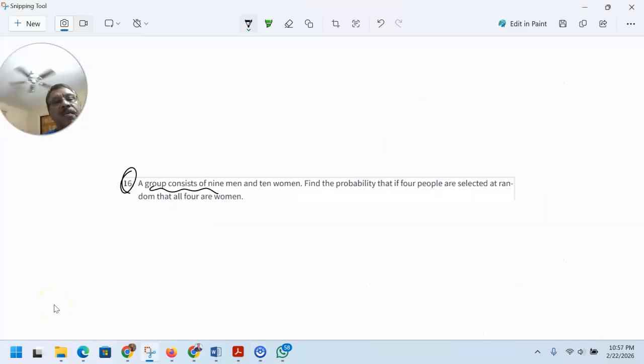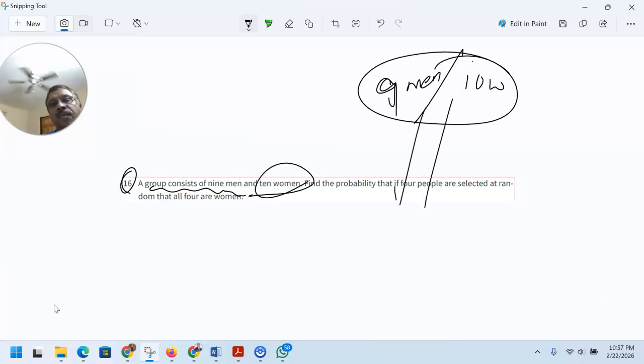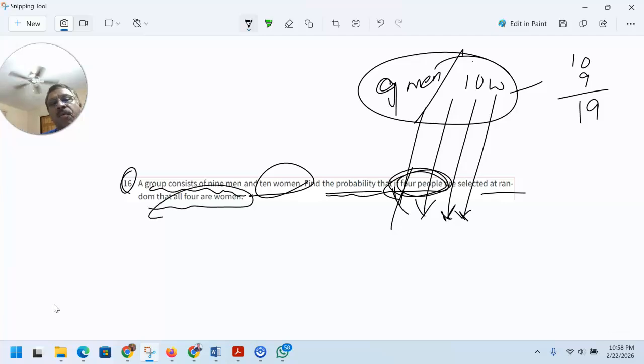Problem 16: a group consists of nine men, and there are 10 women, and you want to pick four of them. Altogether, 10 plus 9 is 19, so there are a total of 19 persons, and you want to pick four of them. If I pick four at random, what is the probability that all of them are women?